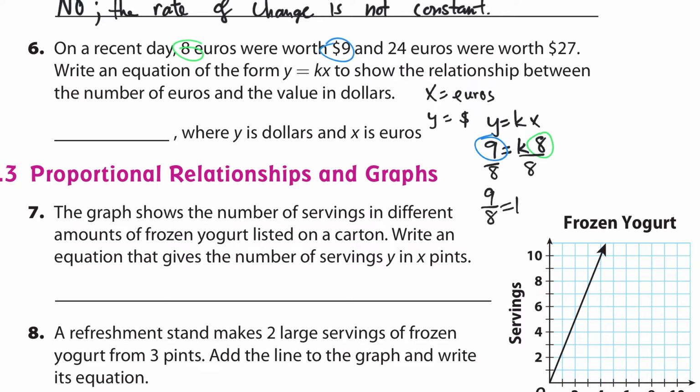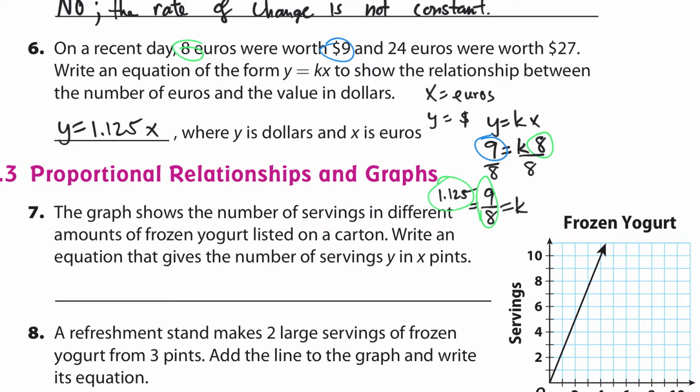And 9/8 is equal to k. And 9/8 is 1.125. So that's all we need. If we have y equals kx, and I know that k is 9/8 or 1.125, then instead of k over here, I can write 1.125 times x.